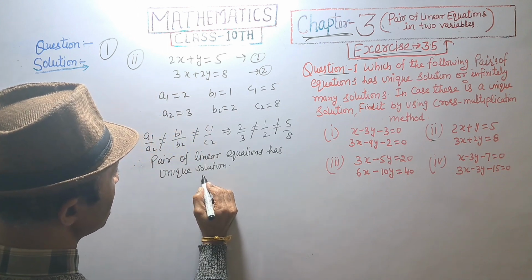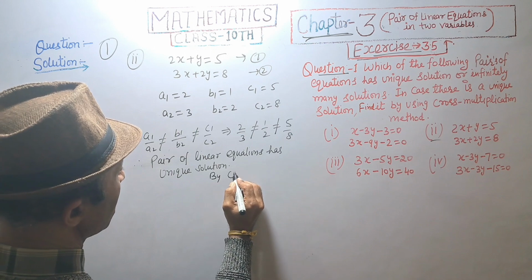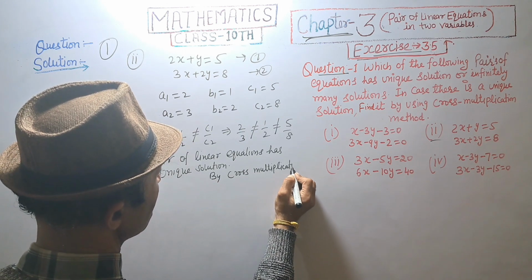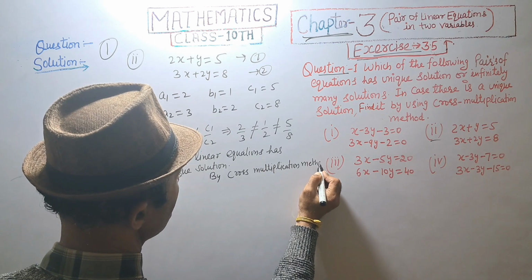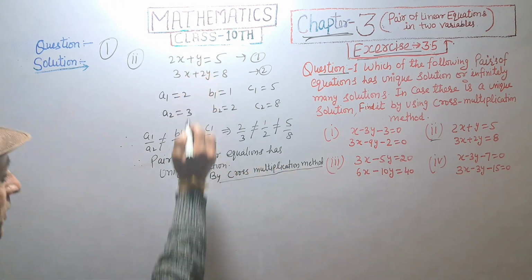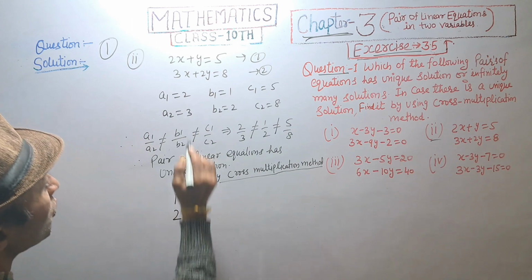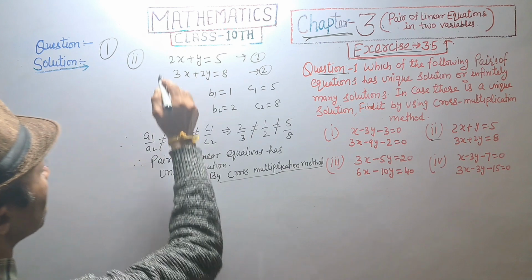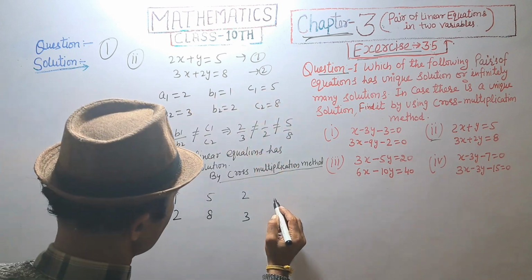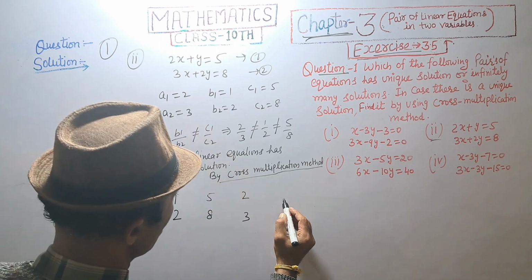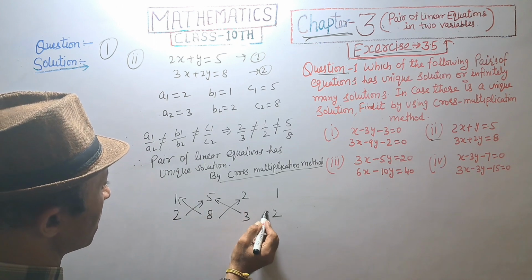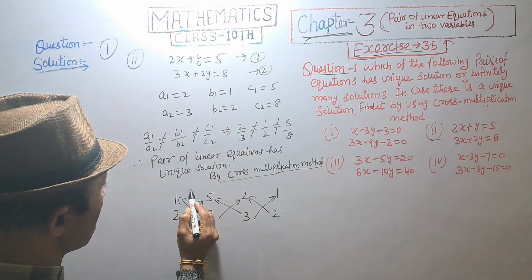And by cross multiplication method, first, that is 1, 2, third 5, 8, and first 2, 3, 1, 2. X, Y.